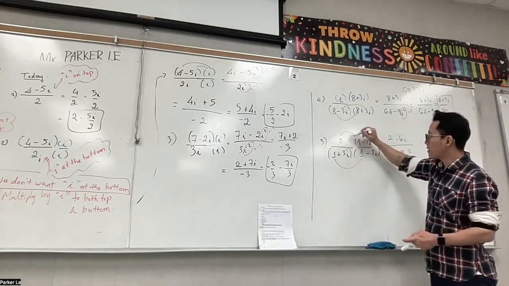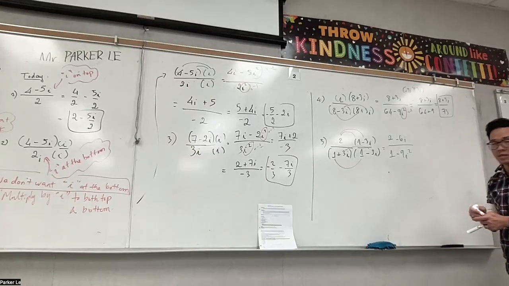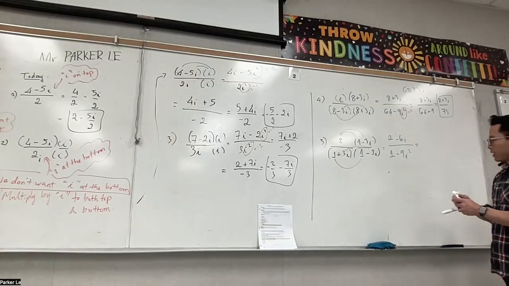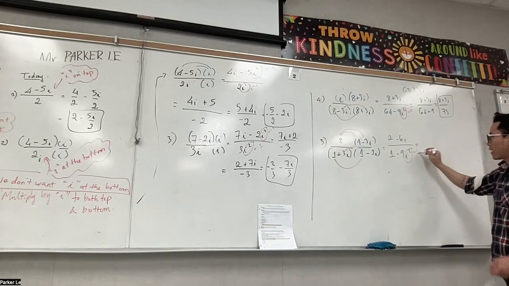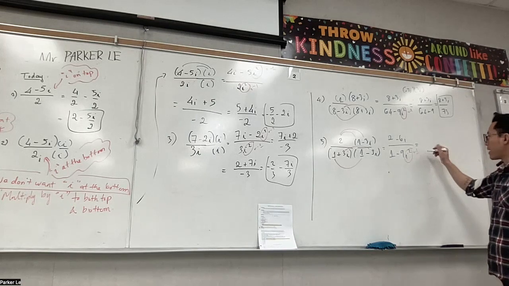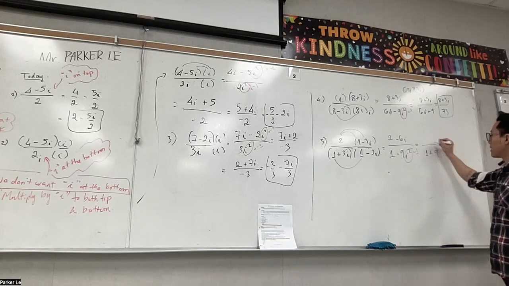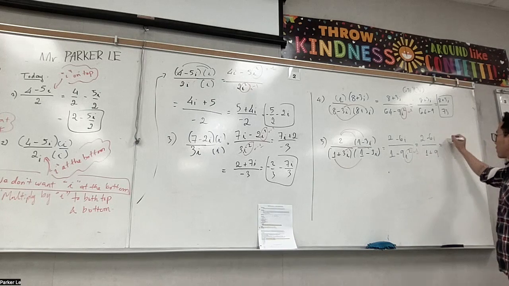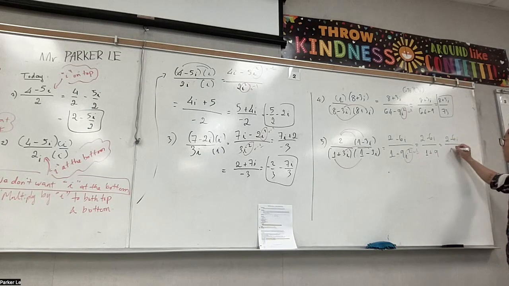You also need to multiply on the top, okay? You need to distribute on the top. And then i squared is negative 1. So I'm going to change the sign of negative 9, it becomes positive 9. So it is 2 minus 6i divided by 10.